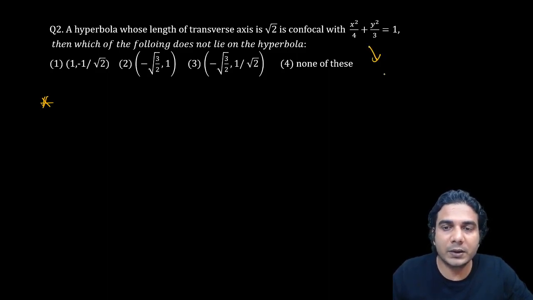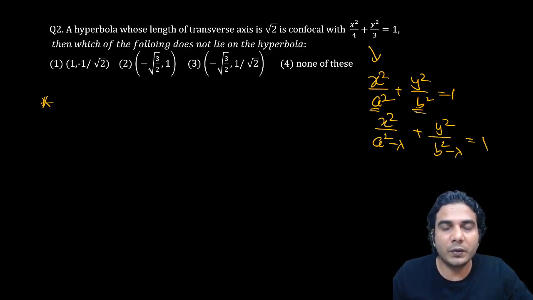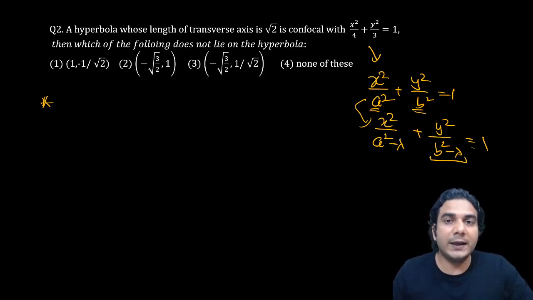Any hyperbola which is confocal with the given ellipse x square upon a square plus y square upon b square is equal to 1 can be written as x square upon a square minus lambda plus y square upon b square minus lambda is equal to 1. Just subtract a constant from both and you'll get a curve which will be confocal with this, as well as orthogonal. You take minus common because lambda should be greater than b square and less than a square. Then you'll get a hyperbola confocal with this ellipse. If lambda is less than b square and less than a square, then it will be an ellipse confocal with the given ellipse.